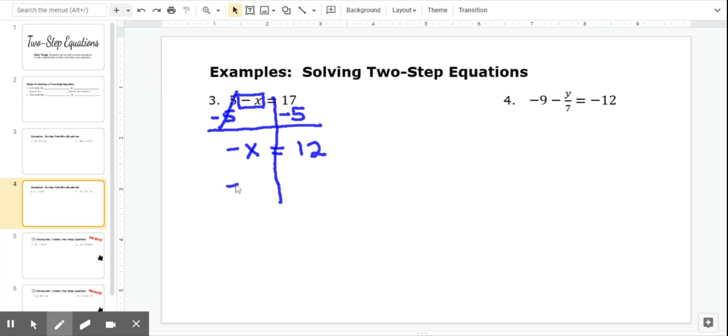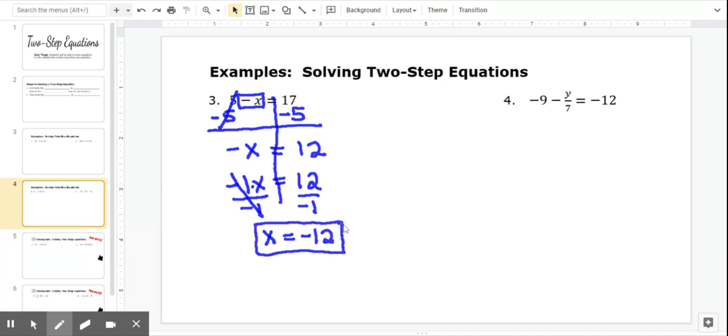Remember, this really says negative 1x is equal to 12. So to get rid of this negative 1 times x, I'm going to divide both sides by a negative 1. That'll make that cancel, and I get x is equal to negative 12. So be very careful with your signs. We are in Algebra 1. There's going to be a lot of negatives involved. Make sure we're careful. And finally, example 4.